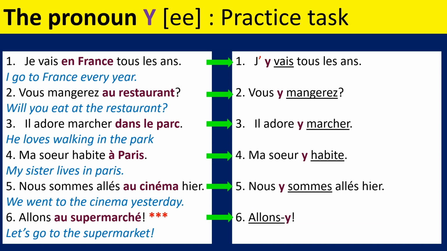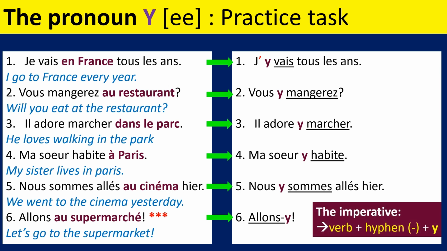Now I've been a bit naughty because when you say let's do something, you give an order almost, you use a command, and for that we use in French and in English, in fact, the imperative. The imperative is the mood that we use to give a command or an order. And with pronouns, or with this particular pronoun, it goes like this. Verb plus hyphen, so a little dash, then Y. Allons-y, let's go, there.